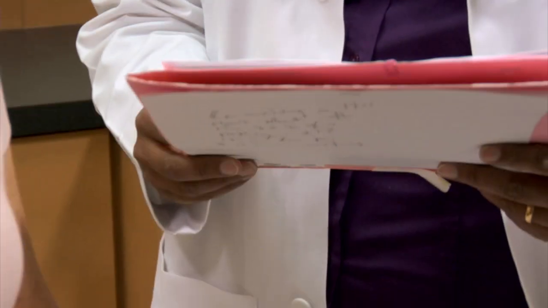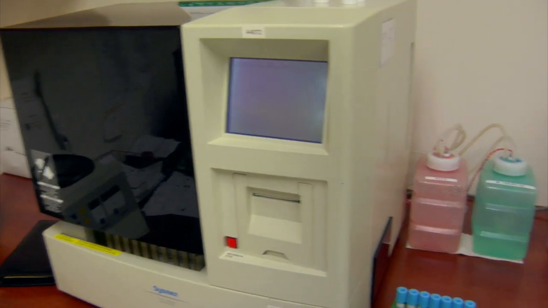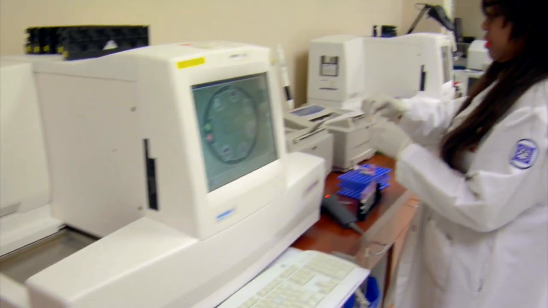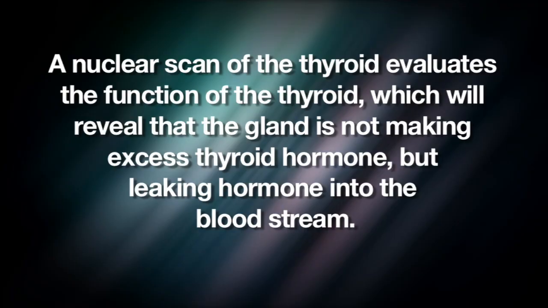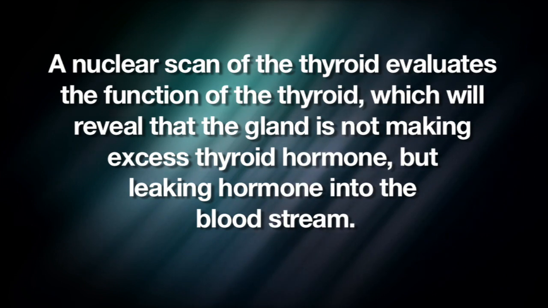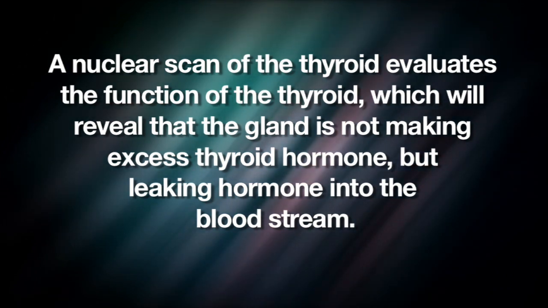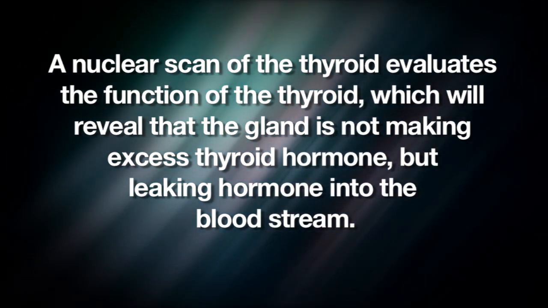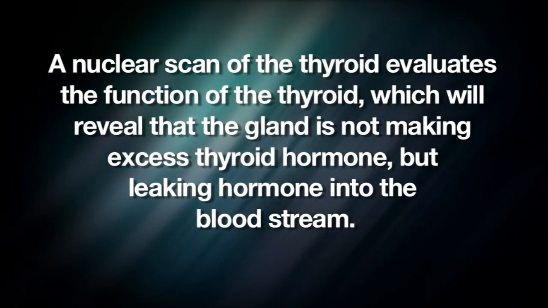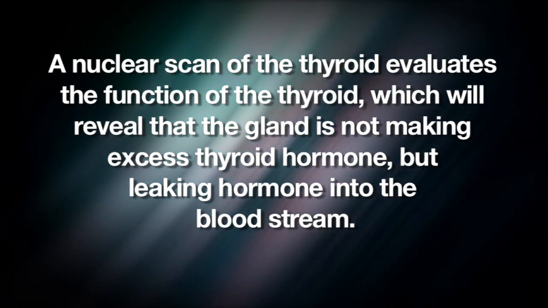Diagnosing subacute thyroiditis involves piecing together a puzzle of evidence. First, there are the patient's medical history, a clinical exam, and detectable symptoms. Laboratory tests can reveal if there is an abundance of thyroid hormone in the bloodstream. A nuclear scan of the thyroid evaluates the function of the thyroid, which will reveal that the gland is not making excess thyroid hormone, but leaking hormone into the bloodstream. There we have our answer.